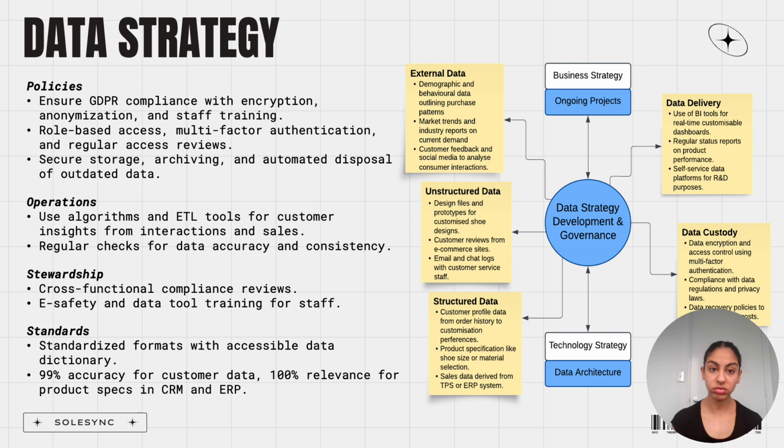Now, on to data strategy. This figure here represents the data ecosystem of SoleSync, outlining how information is going to be utilized in the organization between staff and customers, all while adhering to set policies, operations, stewardship, and standards. For instance, external data represents the marketing trends derived from consumer data, and consumer data would consist of purchase patterns and feedback, ensuring that it is relevant and up to date with the organization's platform.